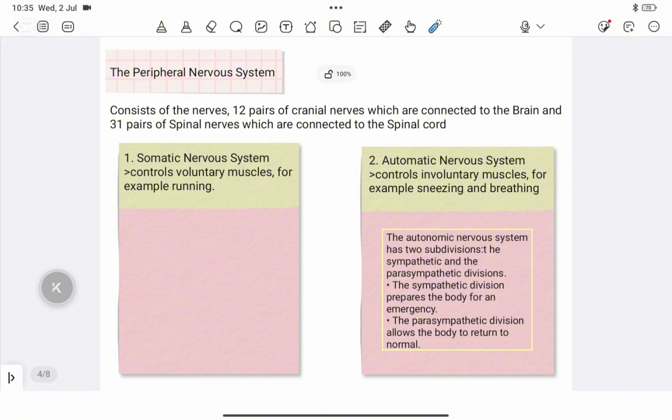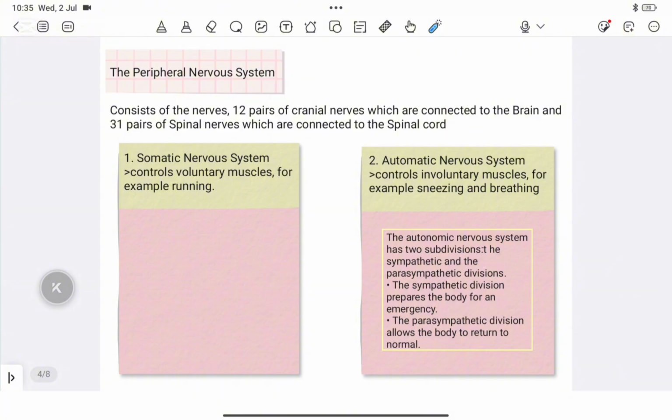Okay, so now we're going to be looking at the peripheral nervous system, which consists of the nerves, 12 pairs of cranial nerves, which are connected to the brain, and 31 pairs of spinal nerves, which are connected to the spinal cord. Okay, now it's divided into two, with the first being the somatic nervous system, and this controls voluntary muscles.